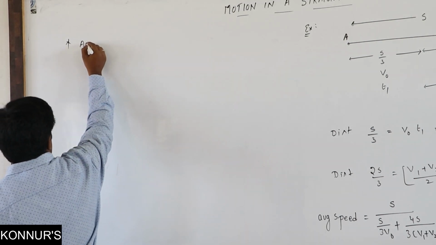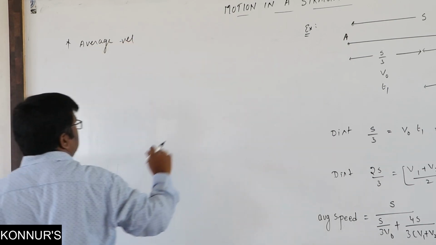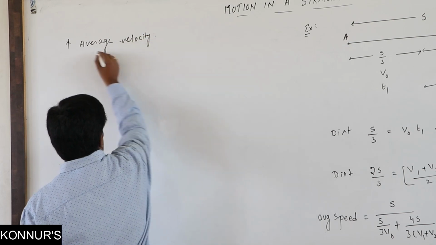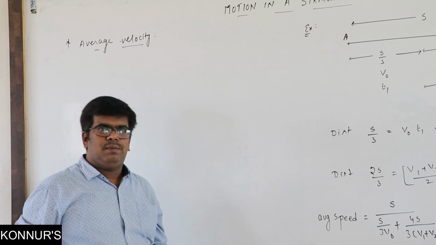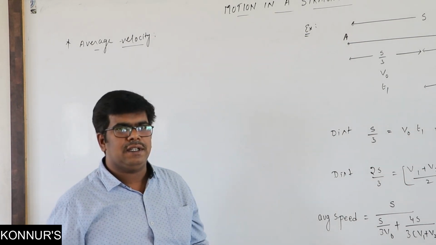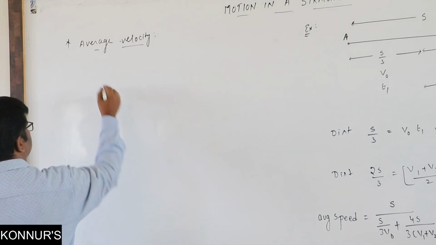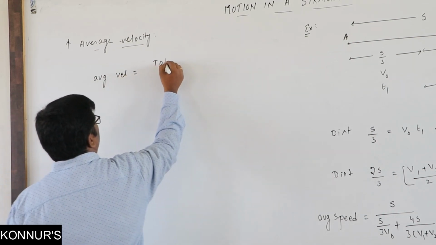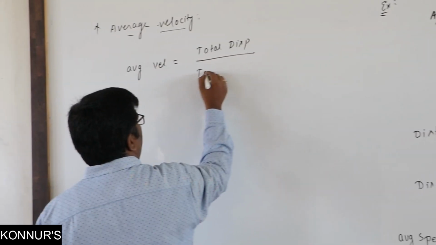Here, average velocity. Average speed is total distance by total time. In the same way, average velocity means it is the total displacement by total time interval. You can say average velocity equals total displacement by total time.